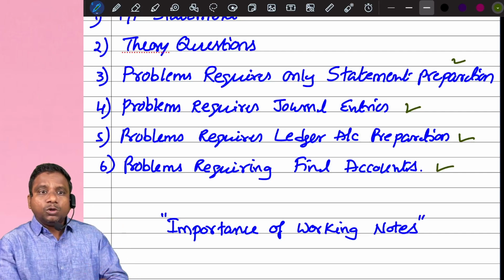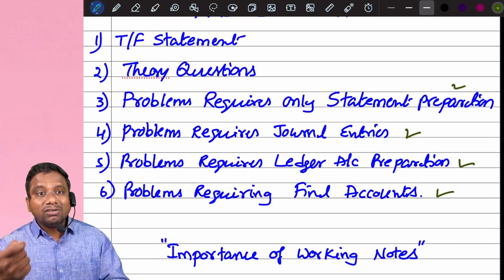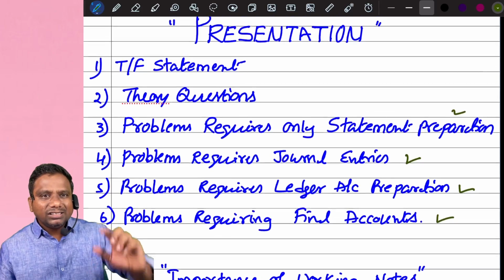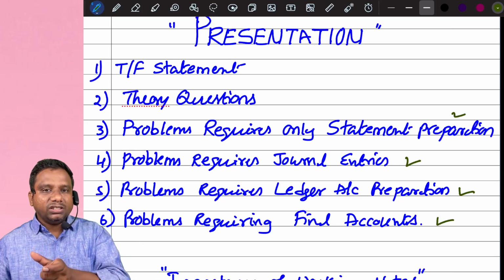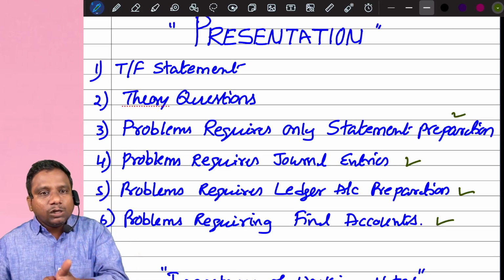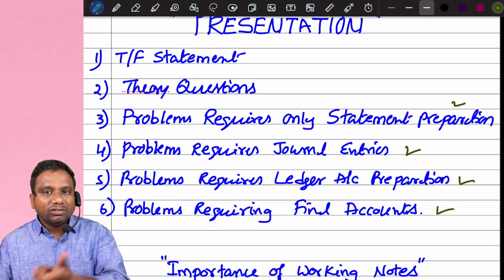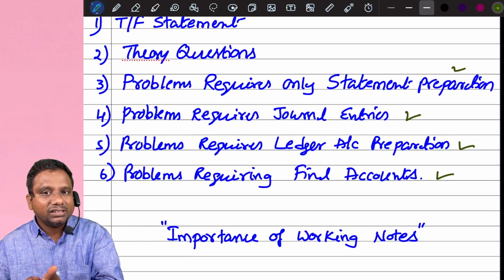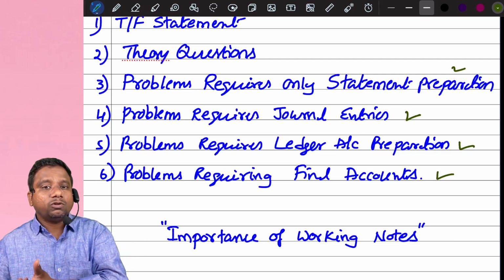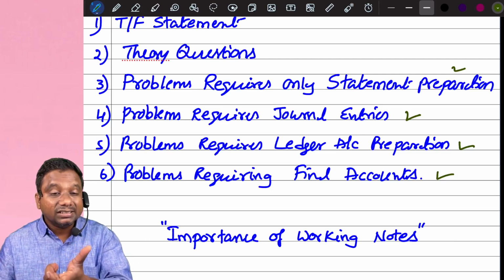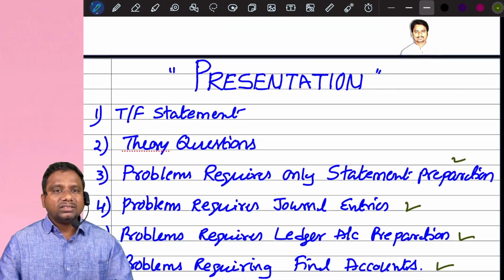So based on which type of question it is, our presentation differs. If it is a true or false statement, how do we present? If it is a theory question, how do we present? If it is a problem requiring a statement only, what is our presentation? If journal entries are there, what is our presentation? If ledger accounts are there, what is our presentation? If final accounts are there, what is our presentation? Is it clear, students?